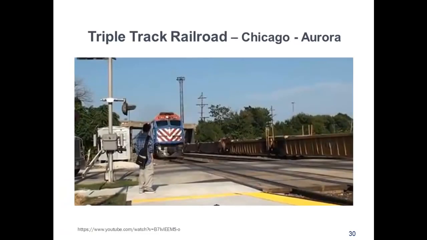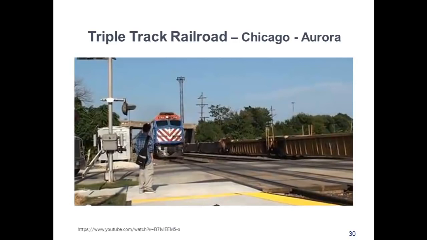Okay, so let's move on to the triple track railroads. And what kind of traffic conditions require triple track main? Well, a triple track main is typically used for areas with commuter service. An example is Chicago to Aurora, as shown in the photo. On this route, per day, there are roughly 100 commuter trains, 65 freight trains, and 8 Amtrak trains.